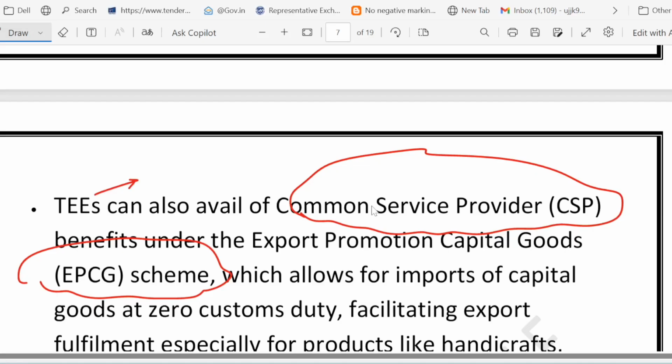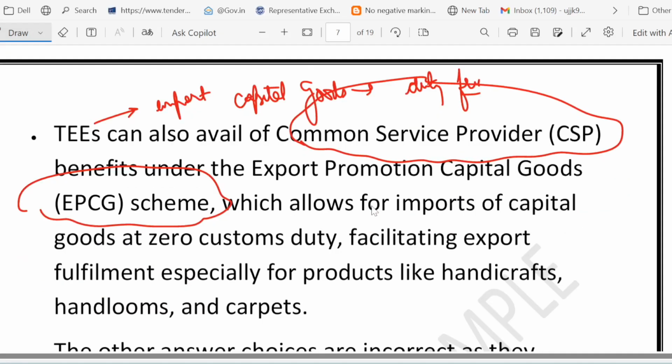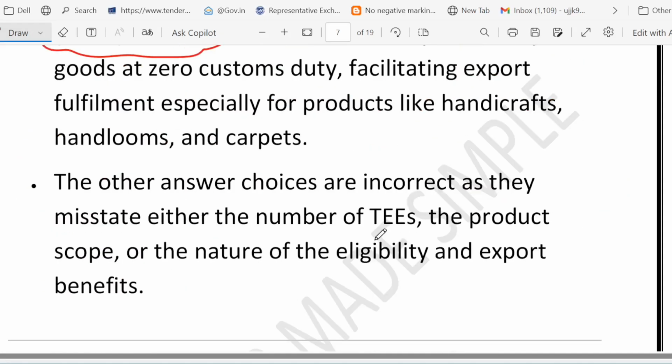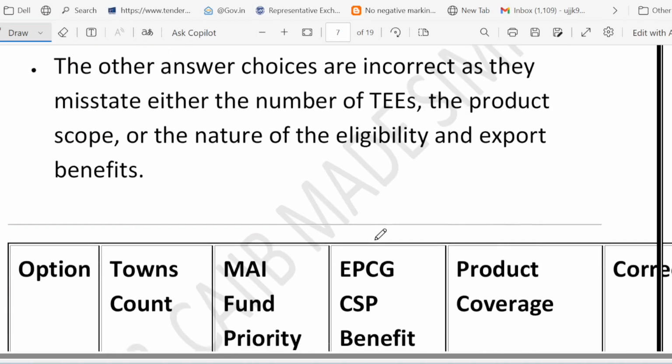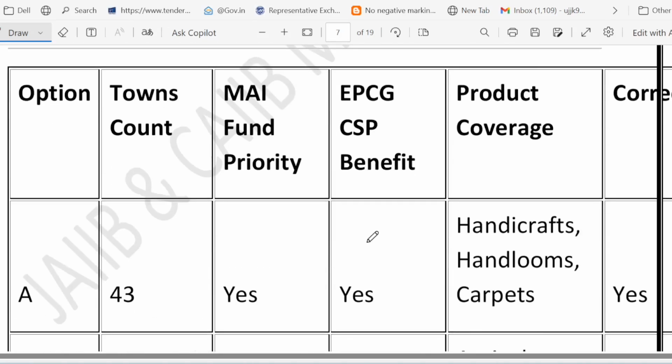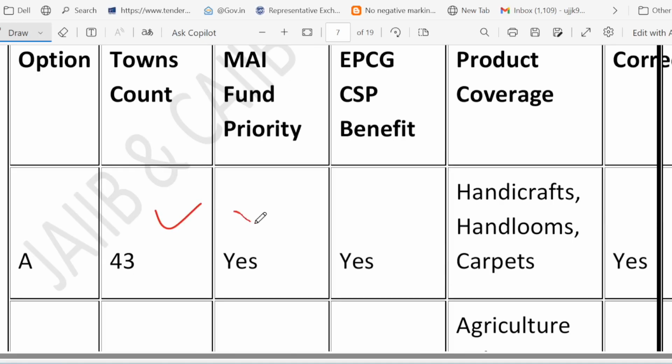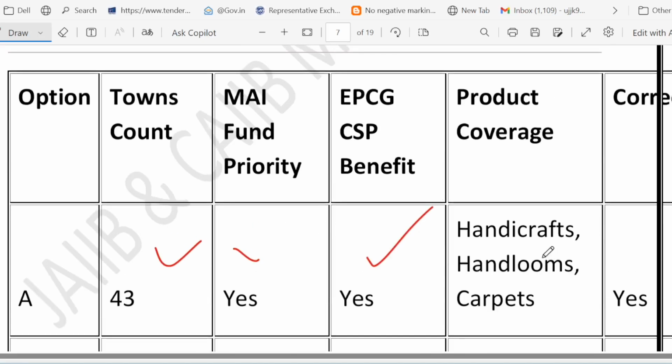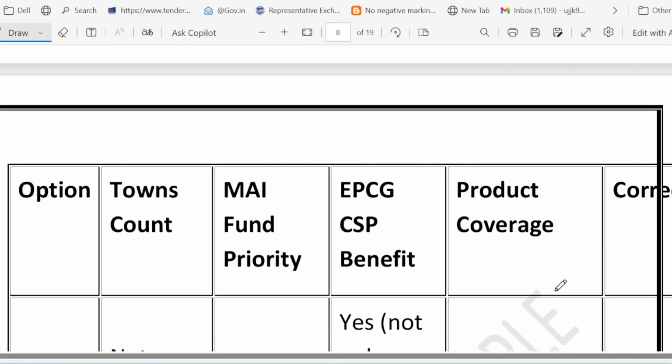TEE can import capital goods duty free for cluster exporters. And what are the products covered? Product cover includes handicraft, handloom, carpet, not just agriculture or only handloom. This table shows you the entire thing. Town count 43, MIA fund priority yes, EPCG benefit yes, product cover handloom, handicraft and carpets yes. So this one is the correct one.